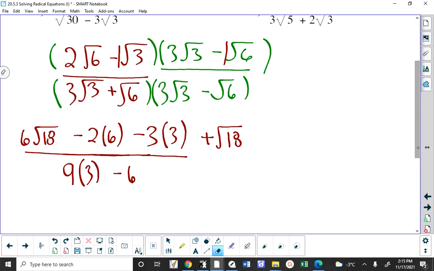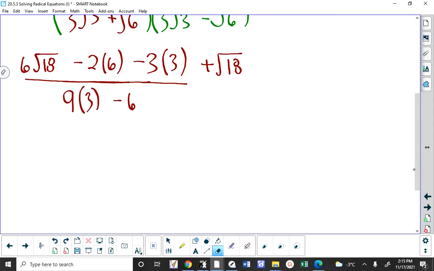There's a lot going on there. There's a lot of numbers. Numbers being multiplied by numbers, radicals being multiplied by radicals. I want to double check my 4 products, and you should be doing the same. 6 root 18, and then I have minus 3 times 3, and I also have minus 2 times 6, and I have plus root 18. I think it's fine.